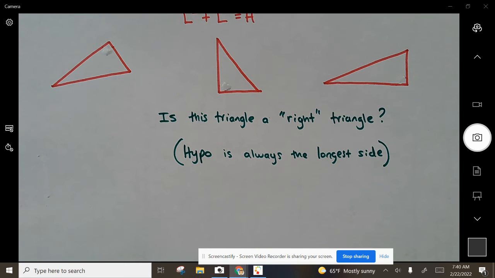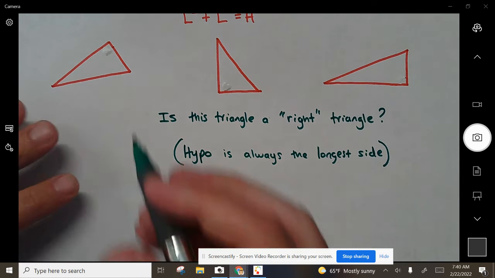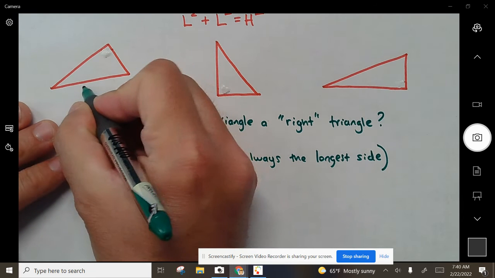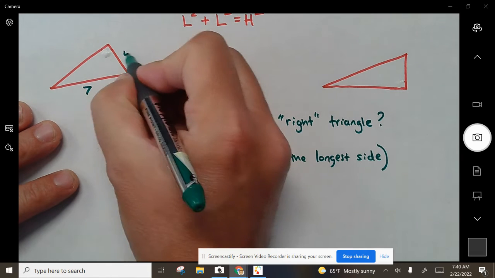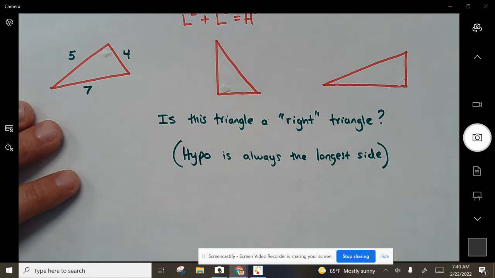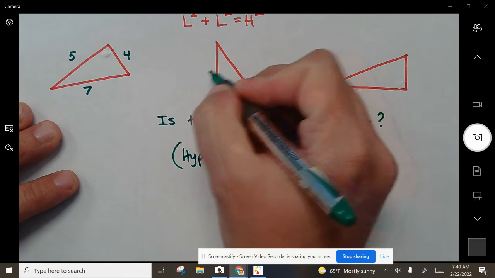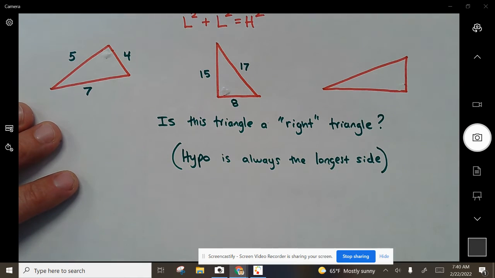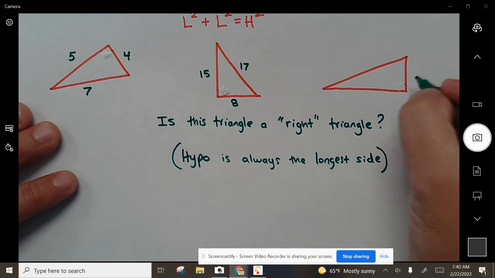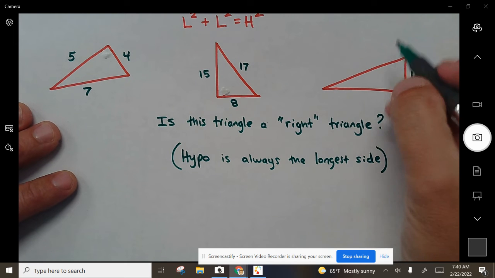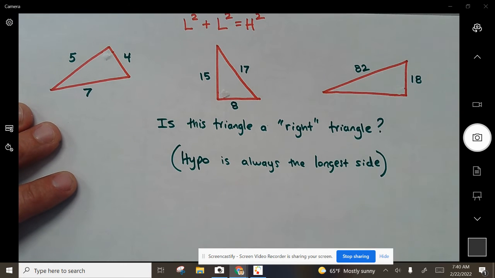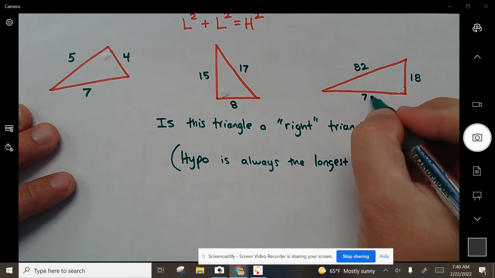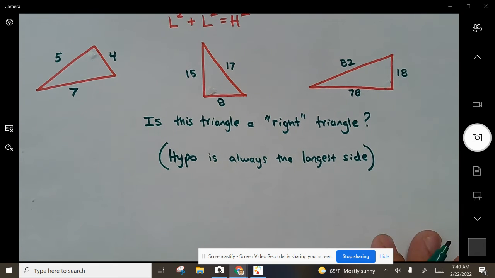So real quick, let's go ahead and try one out. Let's just say this triangle is 7, 4, and 5. And we'll say this triangle is 8, 15, and 17. And then we'll give this last triangle, we're going to say this is 18, 82, and 78. Okay, big numbers, right?